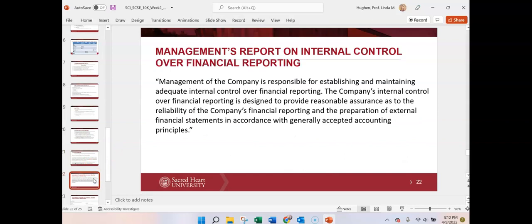We also see management's report on internal control over financial reporting. The important part from that letter is that management of the company is responsible, not the auditor. Management is responsible for maintaining adequate internal control over financial reporting. These internal controls are designed to provide reasonable assurance, so we cannot guarantee, as to the reliability of the company's financial reporting and that its financial statements are reported in accordance with GAAP.